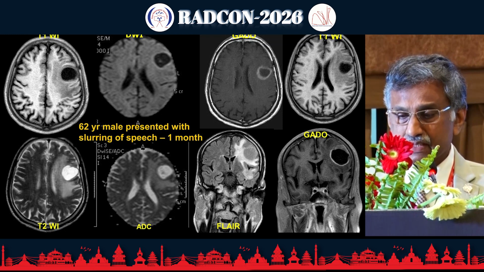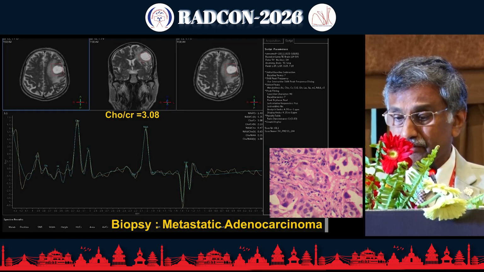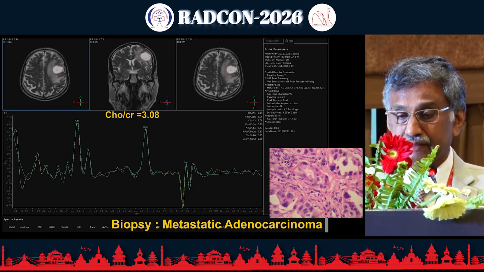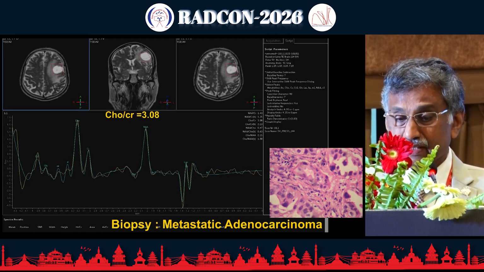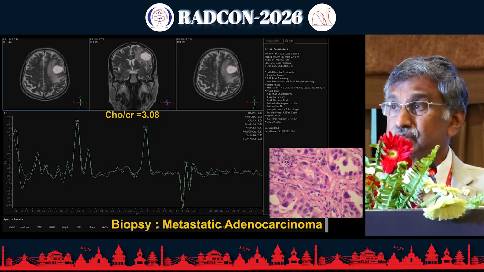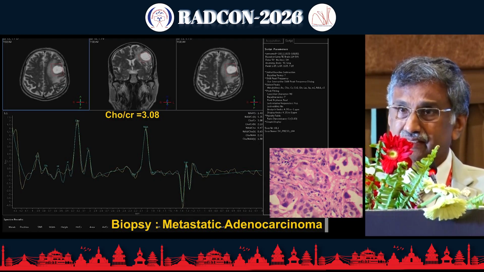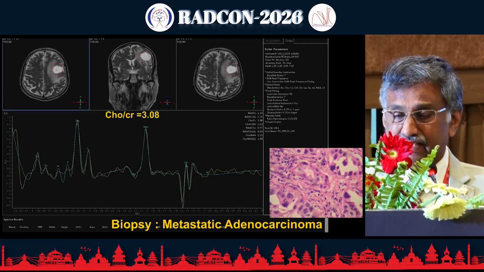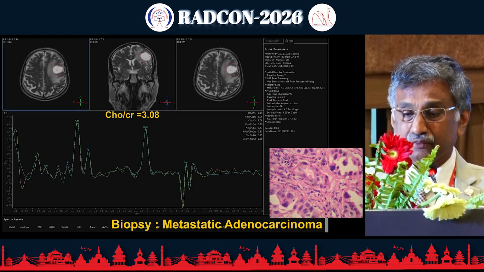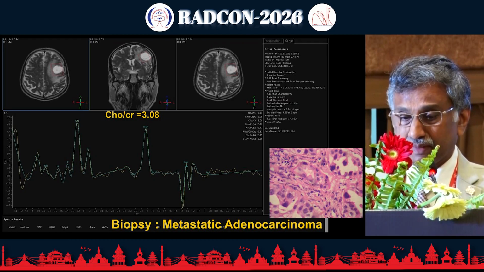MR spectroscopy was done. Again there is an elevated choline creatinine ratio, and a lactate peak at 1.44 ppm. This is almost confirmed. The choline creatinine ratio is around 3, so it confirms this is not an infective stage. It looks like a neoplastic process because the ratio is slightly more than 2.5 to 3, so suspicious for a neoplastic process.